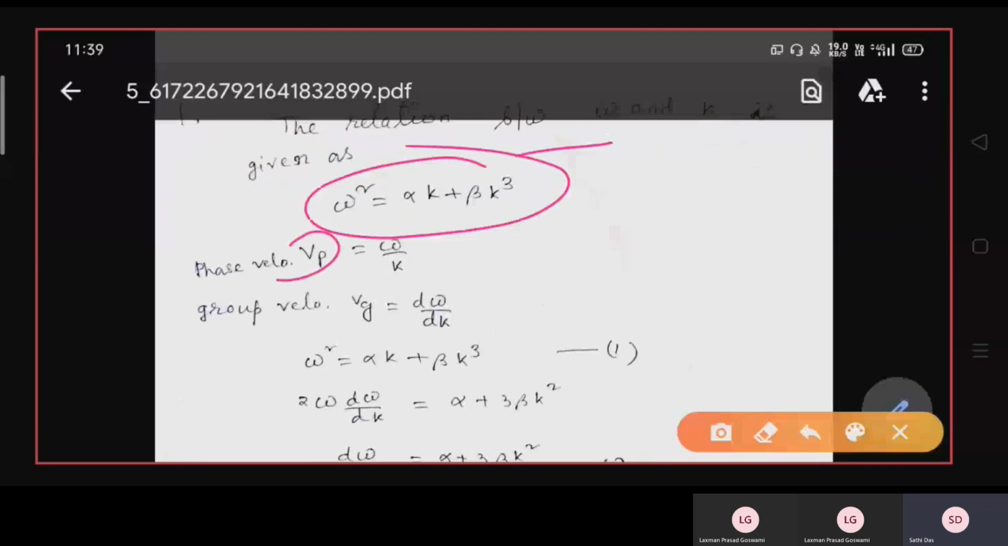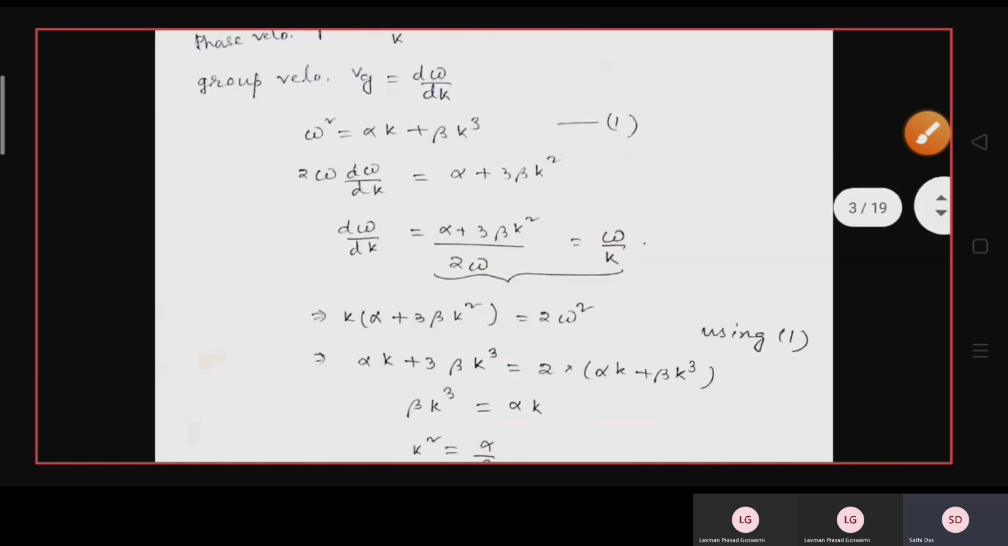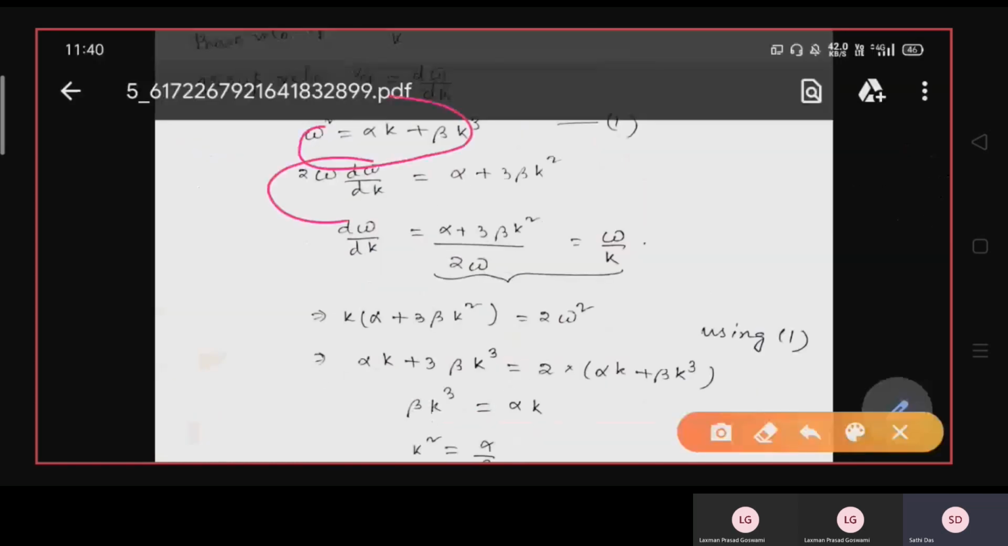Phase velocity vp is the velocity of the individual wave, that is omega by k, and group velocity is d omega by dk, that is the velocity with which a group of waves can propagate. From the given relation, differentiating with respect to k, we can write 2 omega into d omega dk equals alpha plus 3 beta k square, or d omega dk equals alpha plus 3 beta k square divided by 2 omega.